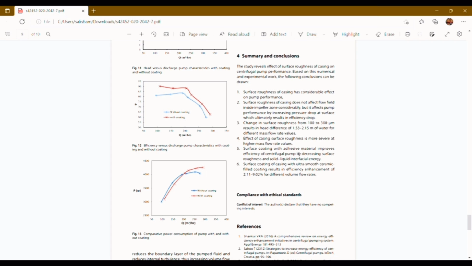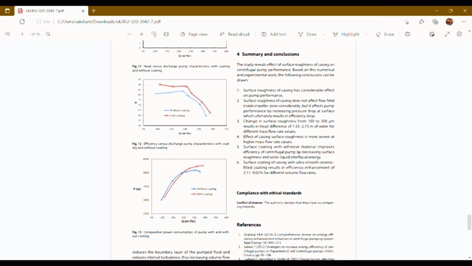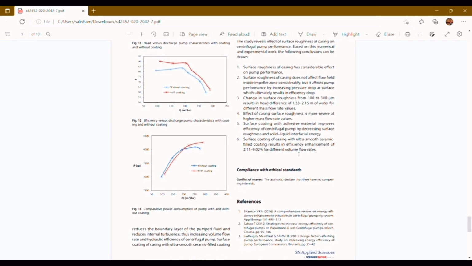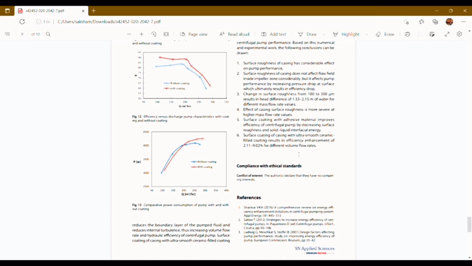Change in surface roughness from 100 to 300 micrometer results in head difference of 1.53 to 2.15 meter of water for different mass flow rate values. Effect of casing surface roughness is more severe at higher mass flow rate values, and surface coating of casing with ultra smooth ceramic filled coating results in efficiency enhancement of 2.11 to 9% for different volume flow rates.